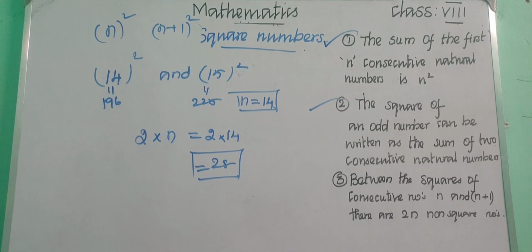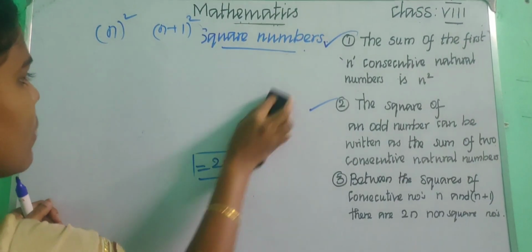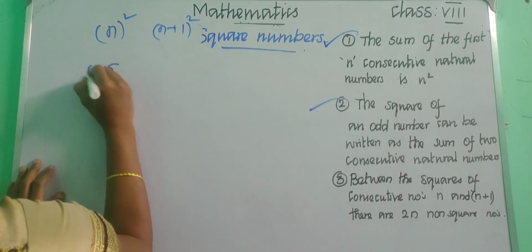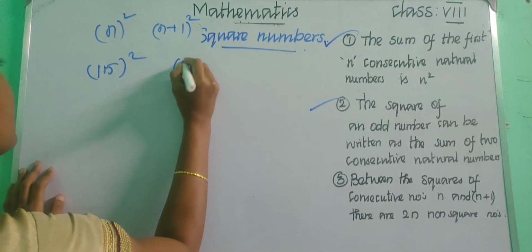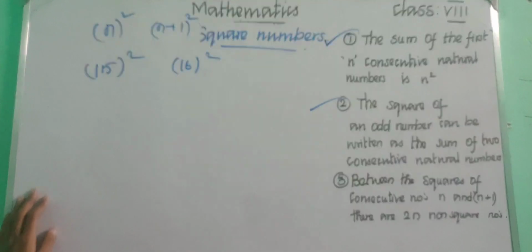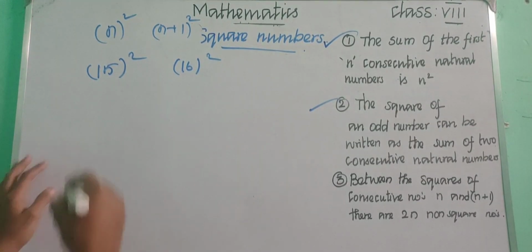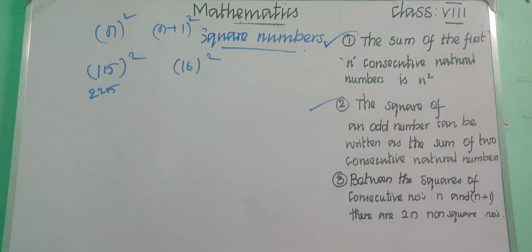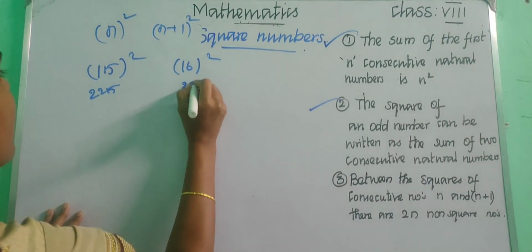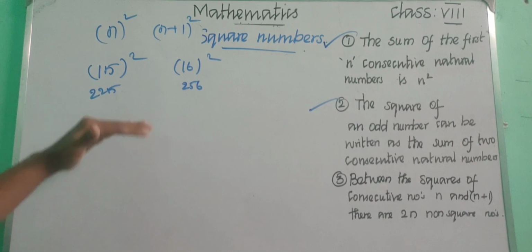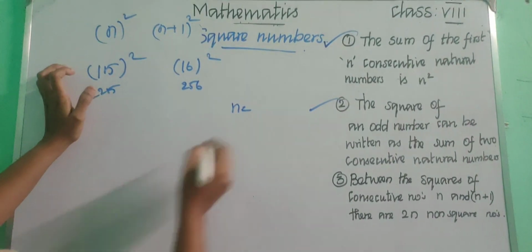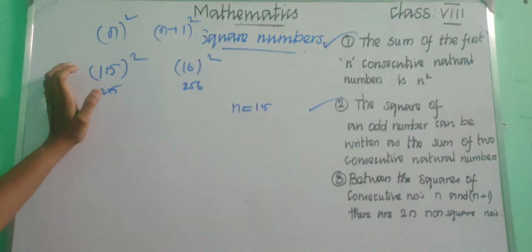So let us try with 15 and 16. So 15 squared and 16 squared. So n squared is 15 squared and n plus 1 squared is 16 squared. Okay, children. So 15 squared is 225 and 16 squared is 256. So let us find what is n here. n equal to 15, right?